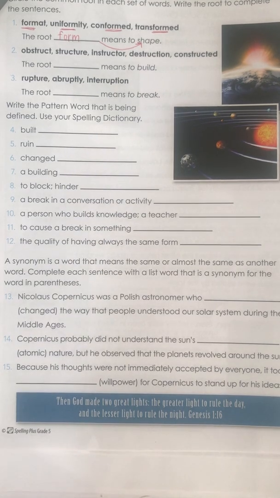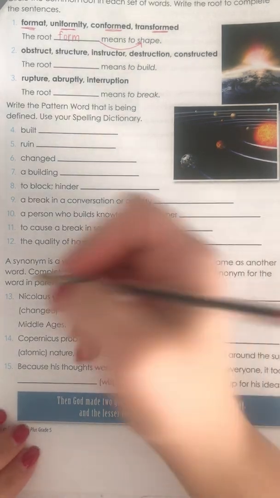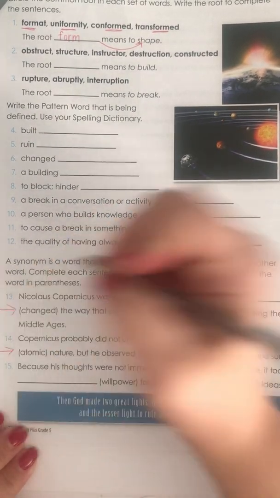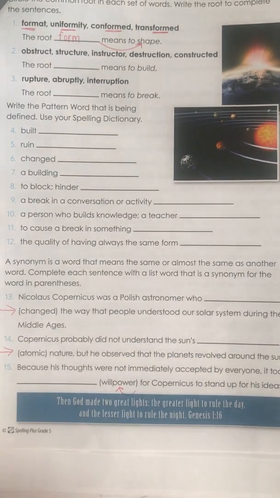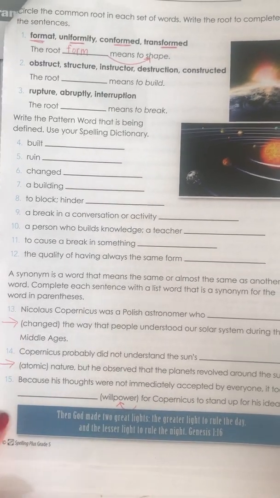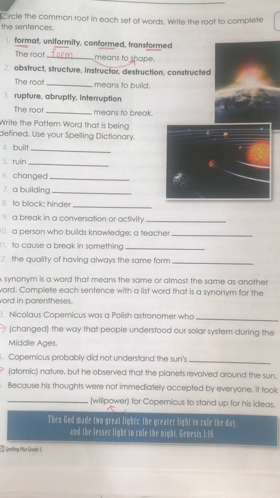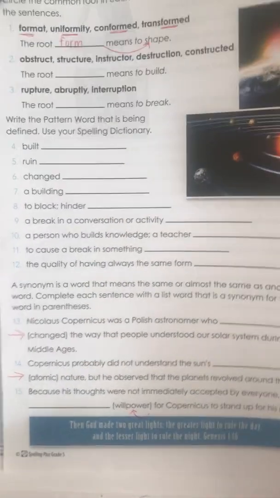So when they add the words in parentheses, that always makes things easier because you can just take a peek. And here they are. We have changed, atomic, and willpower. So find a synonym in your complete list to finish your sentences. Now, I'm going to go on to Friday's spelling assignment, as I said before.